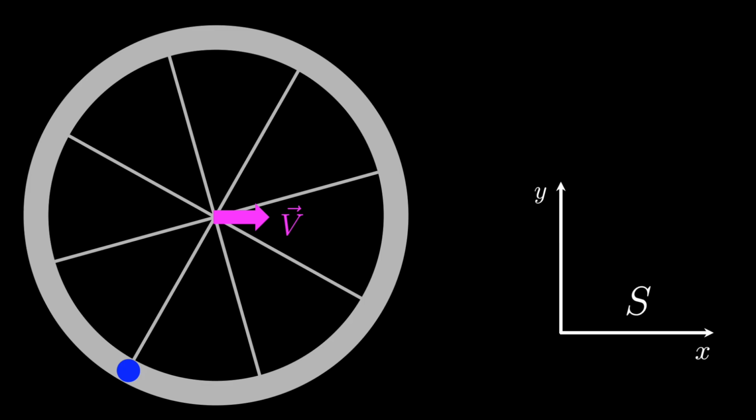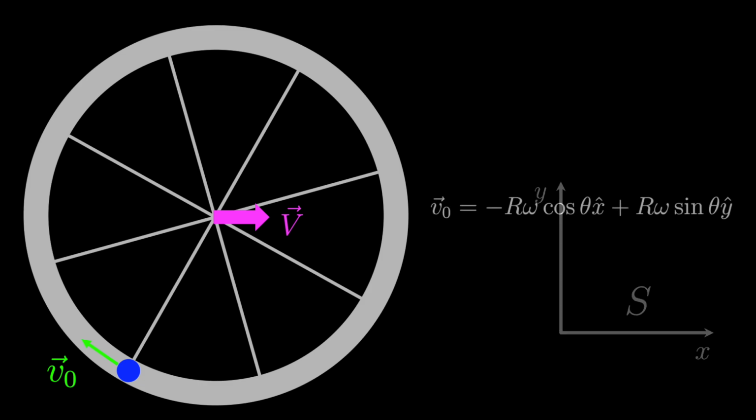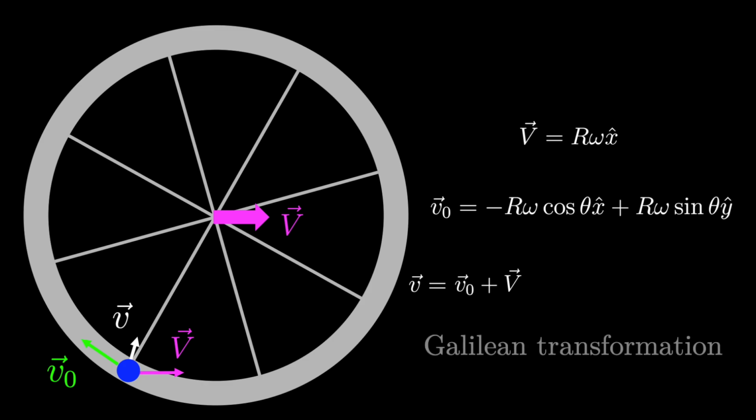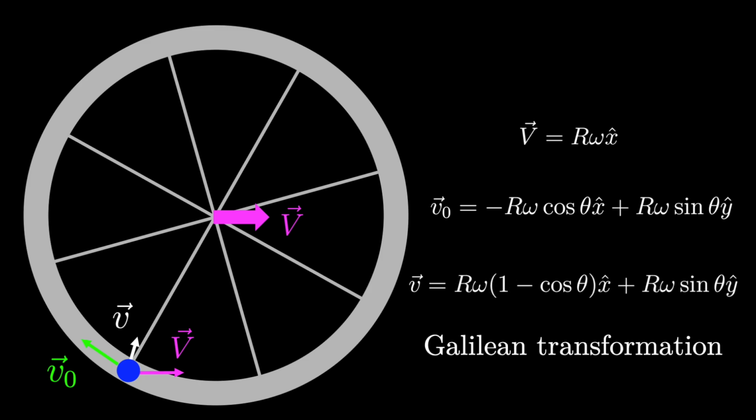Therefore, the point in blue has two velocity components. On the one hand, there is a rotational velocity v sub 0, whose expression we obtained earlier in the frame S sub 0. On the other hand, there is a translational velocity capital V. The velocity of the point v, observed in frame S, is the sum of these two velocities. In physics, this operation is known as a Galilean transformation. Performing the vector sum yields the following expression for velocity v.